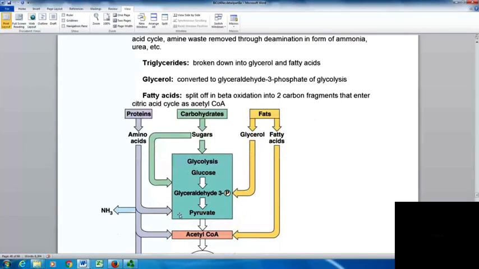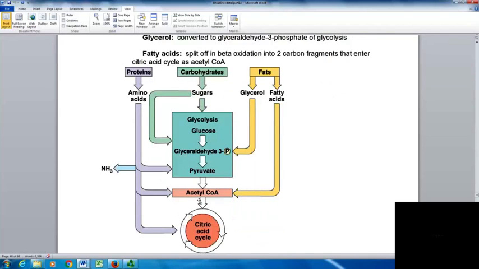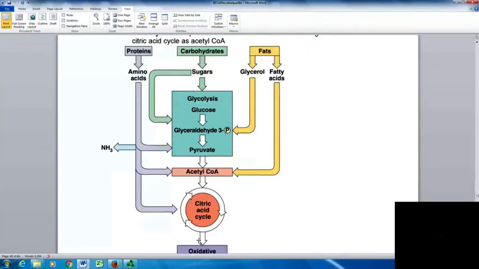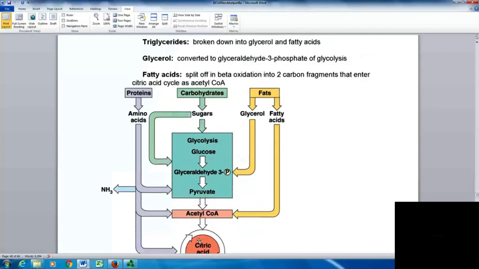So the ones that can come in at pyruvate are sometimes referred to as glucogenic because they do have the potential to be converted back into glucose. The ones that come in at acetyl-CoA or later are sometimes referred to as ketogenic because they will produce a ketone as a byproduct, which isn't shown on this picture.